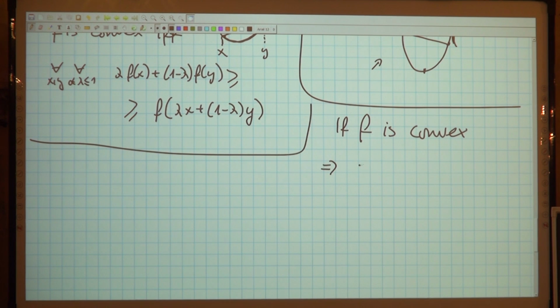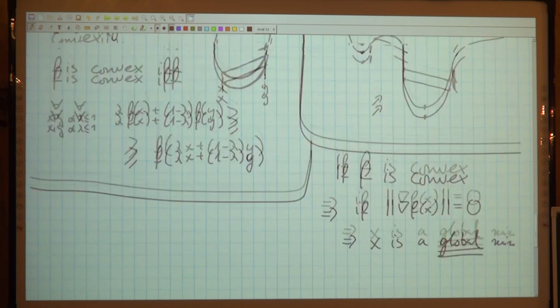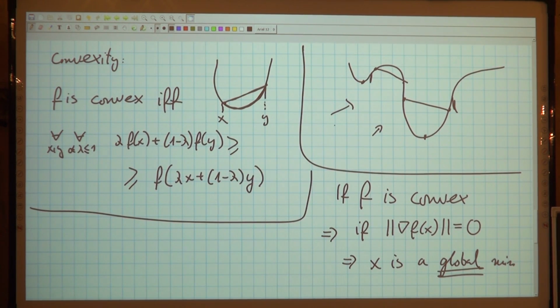then essentially every critical point, so if the norm of the gradient is 0 at some point, it implies that x is actually not only a local minimum, but actually is a global minimum. So in particular, you cannot have situations like here, where you end up in a local minimum that may be suboptimal. Every local minimum is a global minimum as well.